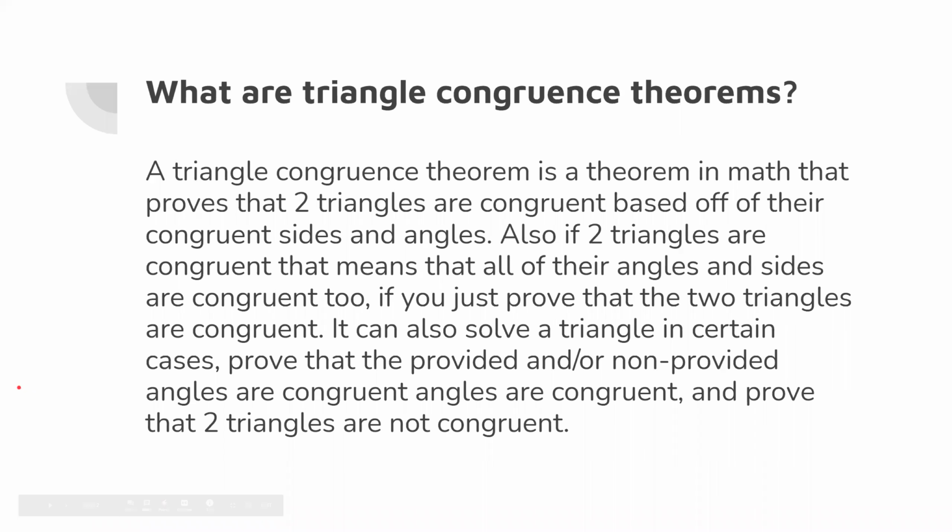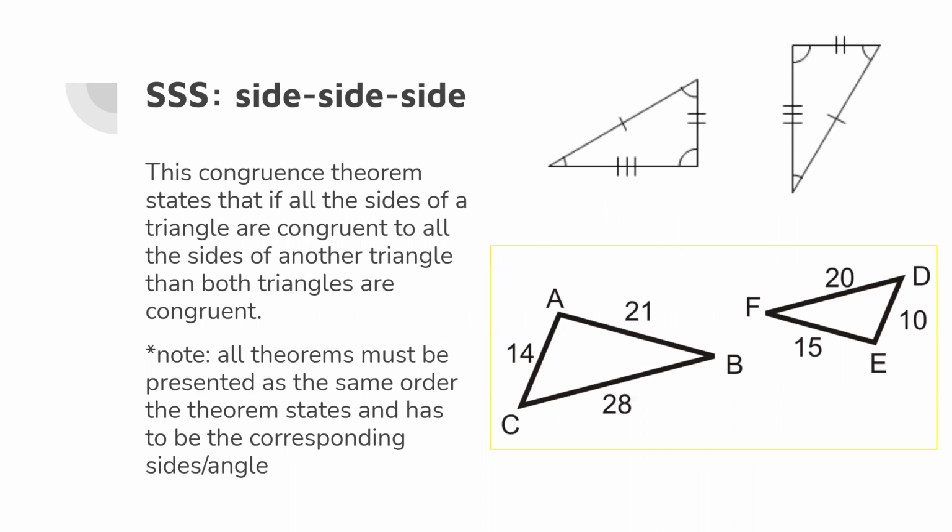What are triangle congruency theorems? A triangle congruence theorem is a theorem in math that proves that two triangles are congruent based off of their sides and angles if they are congruent. Also, if two triangles are congruent, that means that all of their angles and sides are congruent too, if you just prove that the two triangles are congruent. It can also solve a triangle in certain cases, prove that the provided and or non-provided angles are congruent, and prove that the two triangles are not congruent.